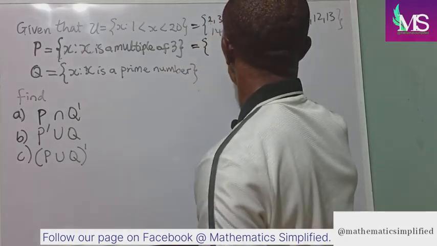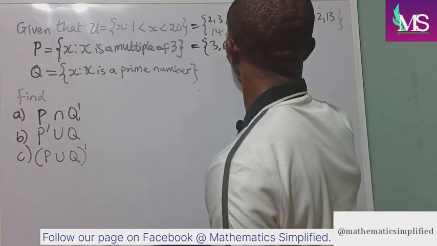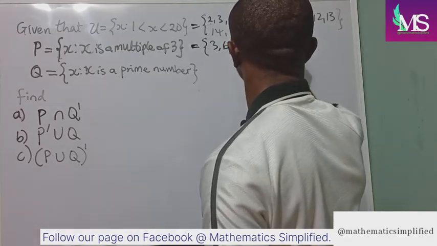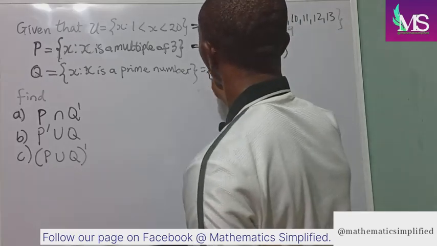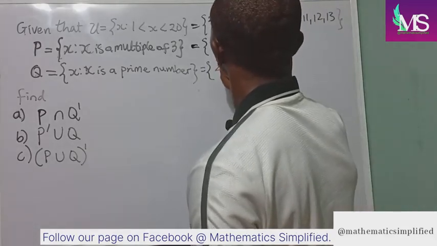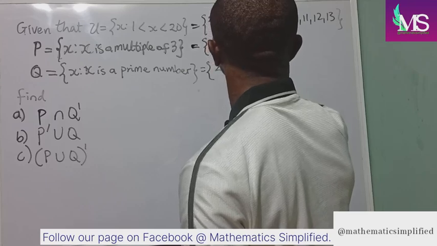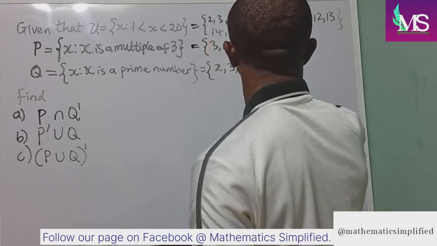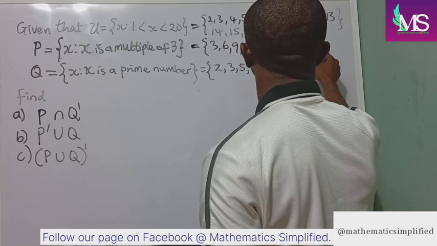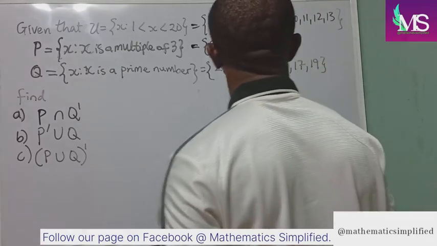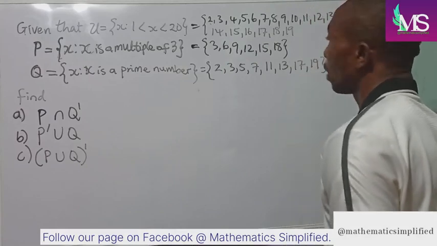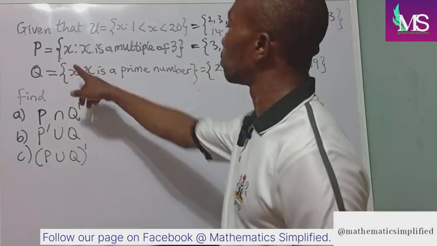What are the multiples of 3 here? We have 3, 6, 9, 12, 15, and 18. Now, we are looking at prime numbers. Prime numbers we have here are 2, 3, 5, 7, 11, 13, 17, and 19. Those are our prime numbers. Now, let's look at what is P prime.